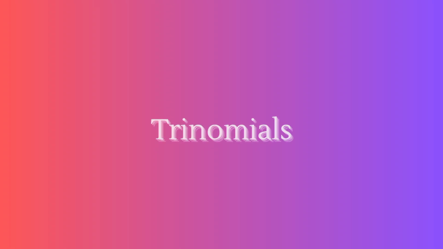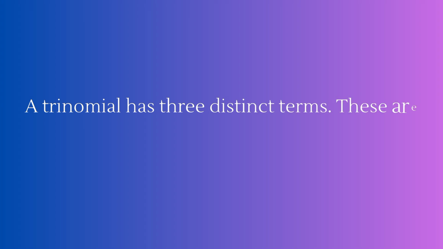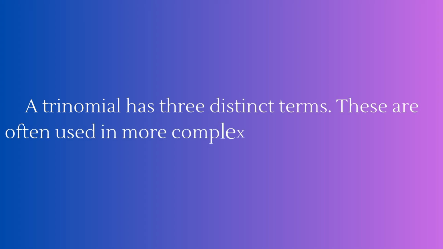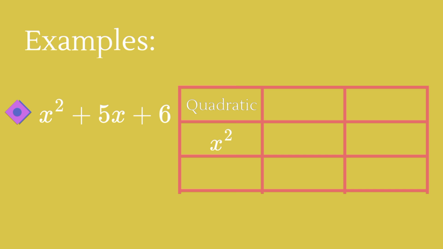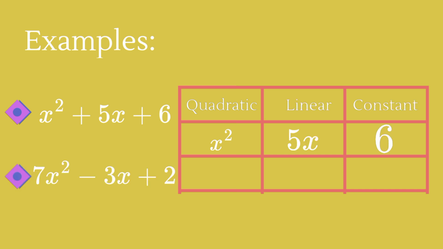Moving on, we have trinomials. As the name suggests, it contains three elements. That means a trinomial has three different terms. These are often used in more complex algebraic expressions. Here are a few examples. x² + 5x + 6, a quadratic trinomial where x² is the quadratic term, 5x is the linear term and 6 is the constant term. 7x² − 3x + 2, another example of a quadratic trinomial. Trinomials often come up in factoring and solving quadratic equations.